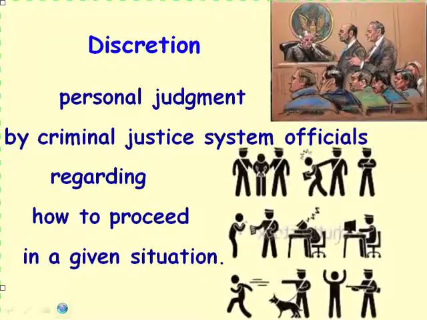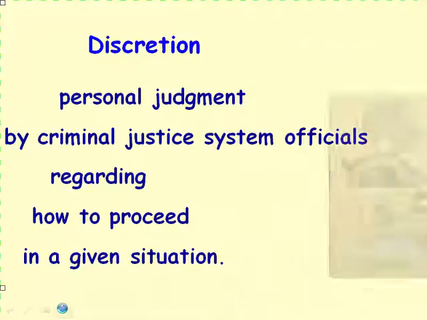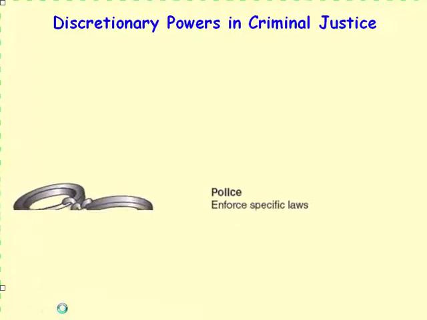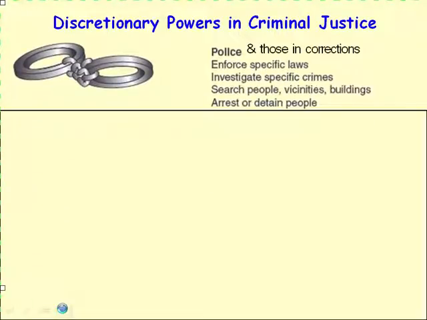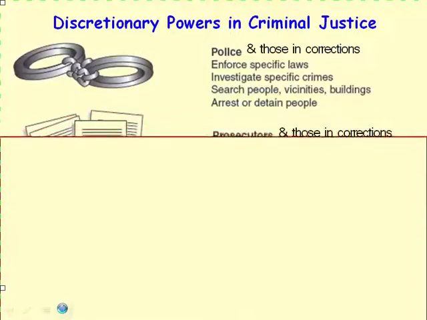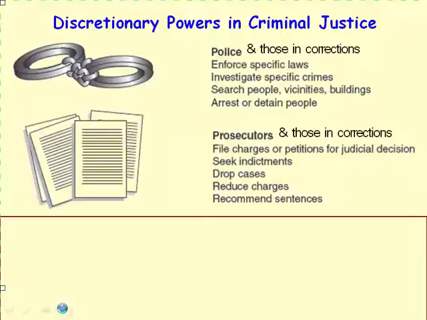An example is that the police have the power to selectively enforce the law and have been accused of being too harsh or too lenient on alleged offenders. Discretionary powers in law enforcement include police, as noted, as well as those in corrections, who enforce laws, investigate crimes, conduct searches, arrest or detain.